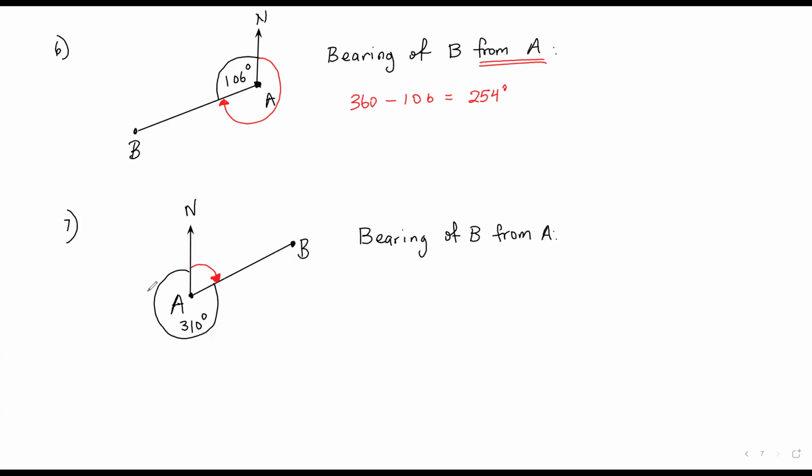So the bearing of B from A in this question will still be 360 take away 310. So that is 50 degrees. So in this one, unlike the others, this is the acute angle at A. The acute angle at A is my bearing of B from A. All right?